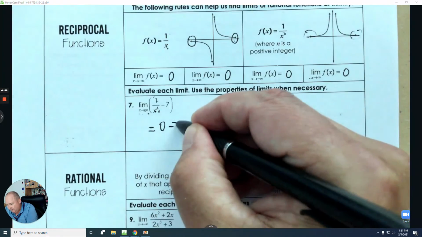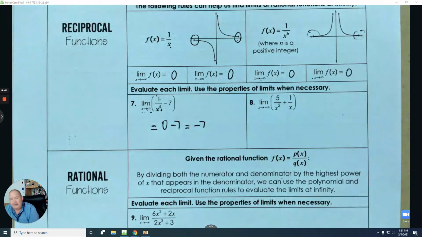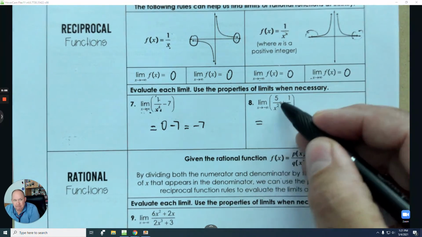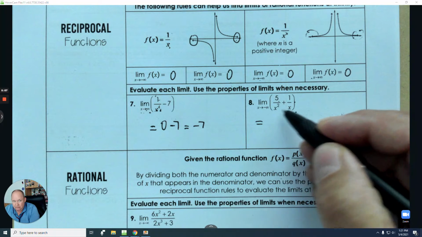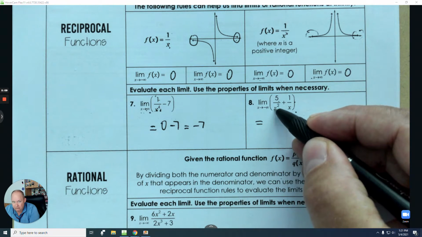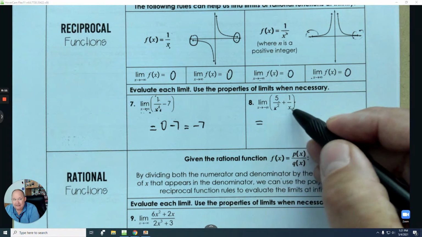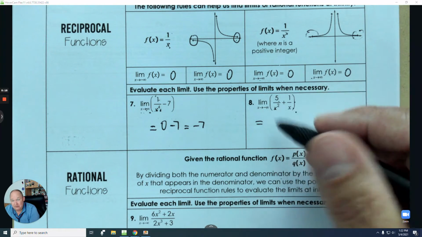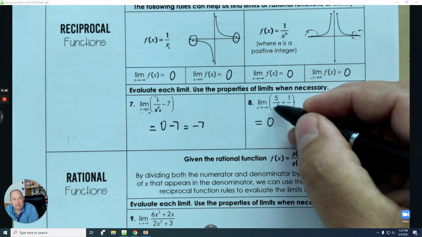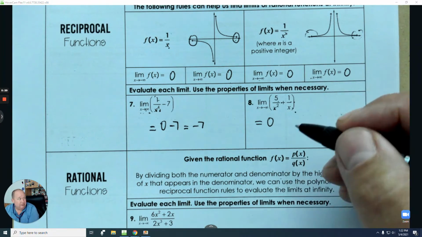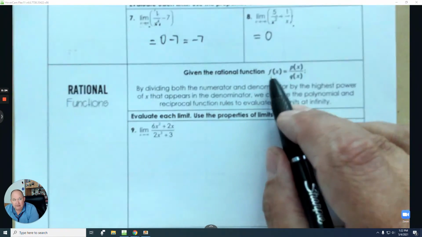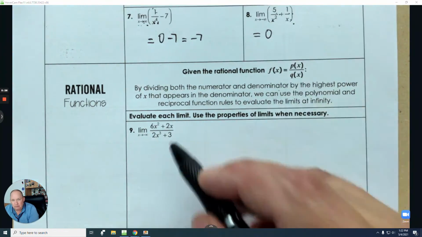And then we still have a negative 7. So altogether, it's approaching -7. If I look at 8, both are fractions, both have variables. So as you put in numbers that are positive or negative into the denominator, both fractions are getting closer and closer to 0. So it's really 0 plus 0. The answer is 0.